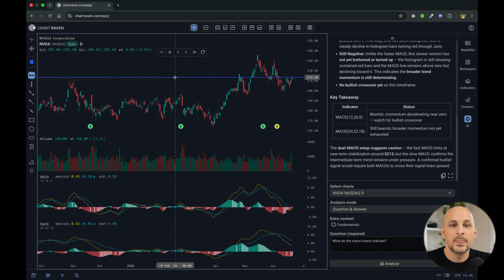time frame. The key takeaways: the dual MACD setup suggests caution, the fast MACD hints at near-term stabilization around $213, but the slow MACD confirms the intermediate-term trend remains under pressure. A confirmed bullish signal would require both MACDs to cross their signal lines upward. Well, I'm not a financial analyst, but I think we can trust the AI's response in this matter.